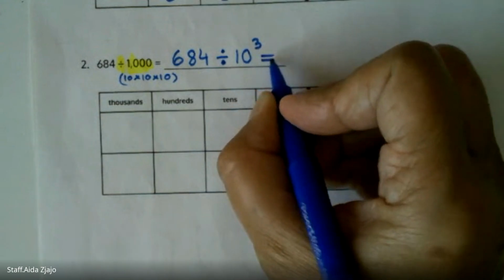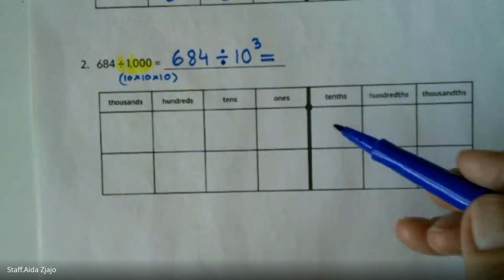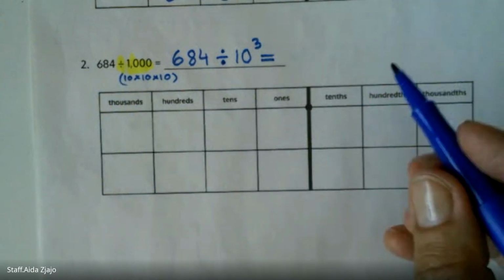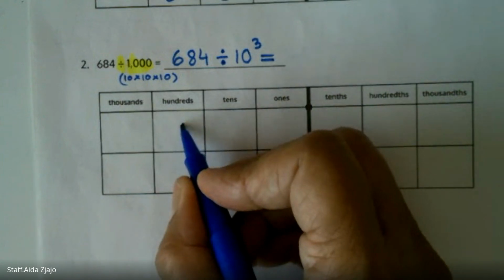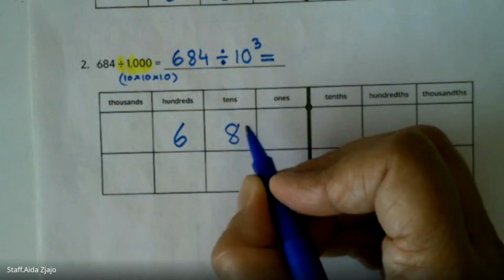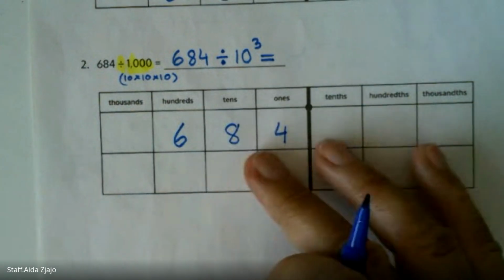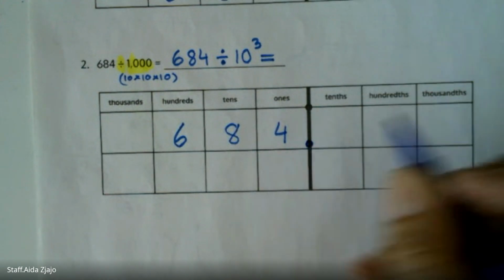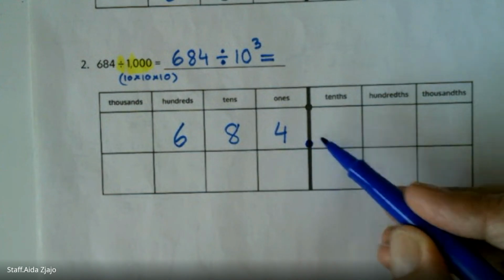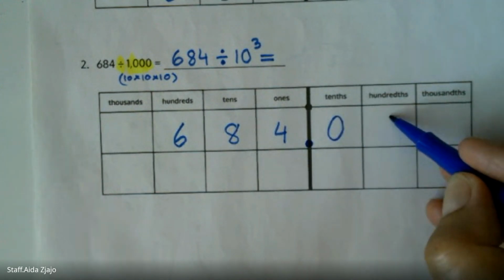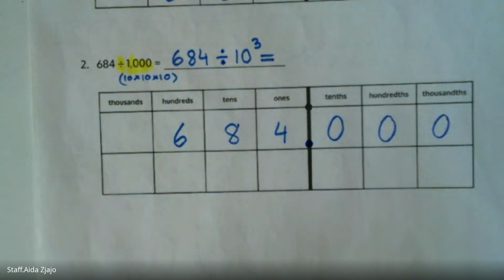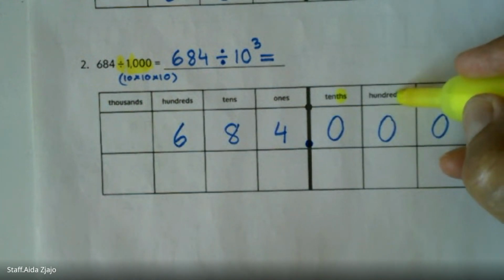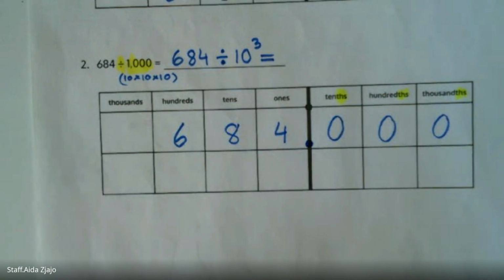So now the first thing is we are creating this 684. You have to understand this is 600, then 8 tens and 4 ones. This is a whole number, but even a whole number can be written as a decimal because this has no tenths, no hundredths, and no thousandths. So like this, you can write any whole number as a decimal.